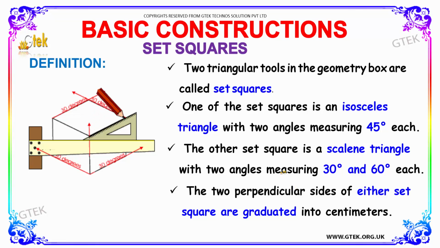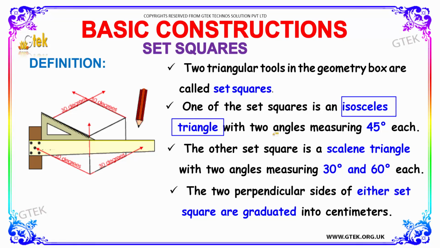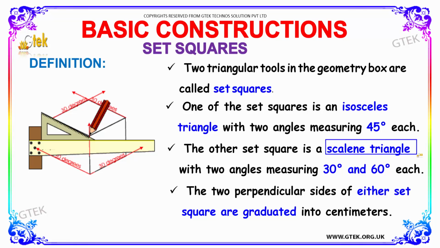Moving on, we have the set squares. A set square is a pair of two triangular tools in your geometrical box, known as your set squares. So this is your set square. One of the set squares will be an isosceles triangle with two angles measuring 45 degrees each. The other set square is a scalene triangle with angles measuring 30 degrees and 60 degrees.